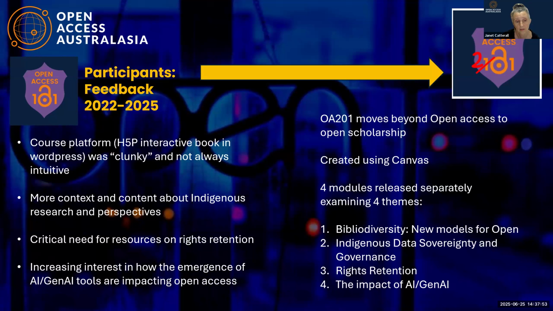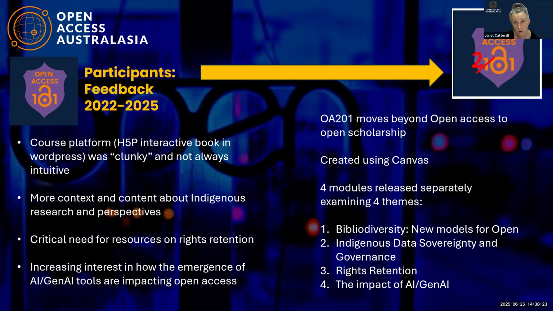And in the last couple of years, there was increasing interest in how the emergence of AI tools was going to impact open access. So we've taken this feedback, and we've also thought about all the new developments that have happened in the last 3 years in open access. And we've created a new course, OA 201 is the working title, which is called Beyond Open Access to Open Scholarship. And we've used the platform Canvas for this course.